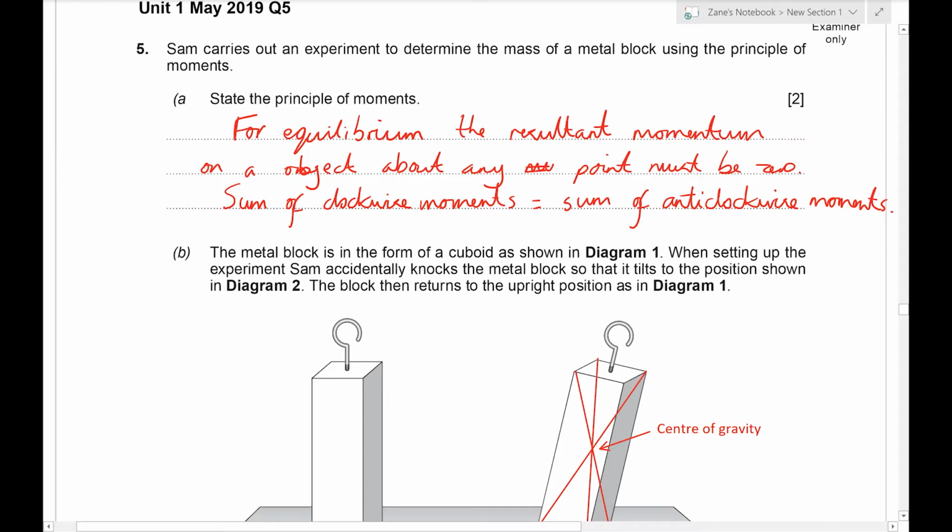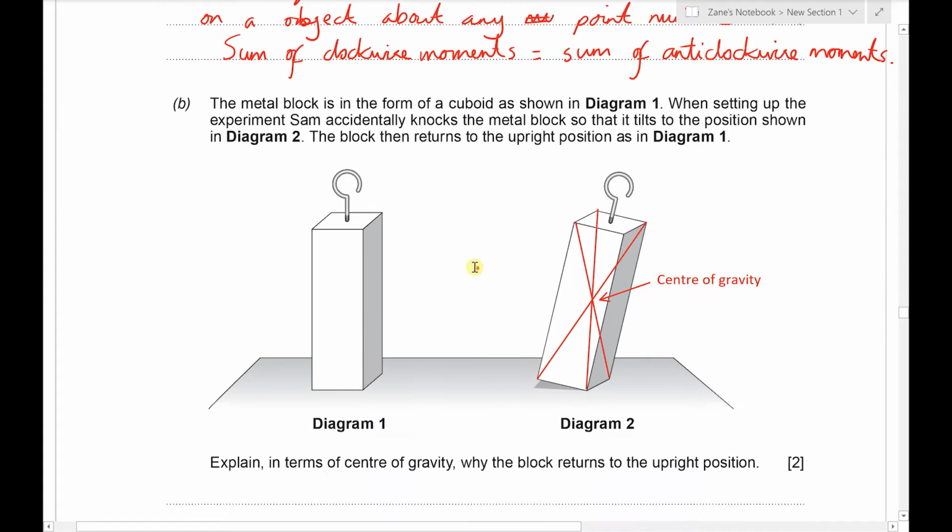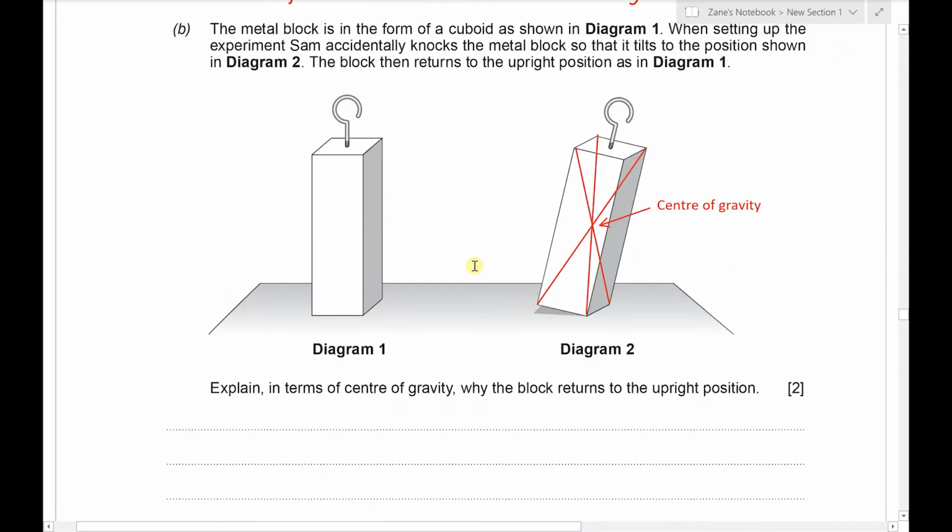If we take moments about any point acting on this object, if that object's in equilibrium, there'll be no resultant moment because the sum of the clockwise moments is balanced by the sum of the anti-clockwise moments. In part B, the metal block is in the form of a cuboid as shown in diagram 1, and when setting up the experiment, Sam accidentally knocks the metal block so that it tilts to the position shown in diagram 2, and the block then returns to its upright position in diagram 1.